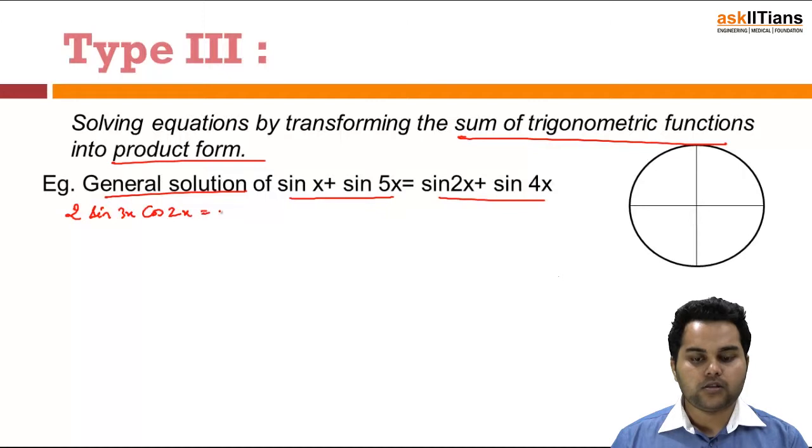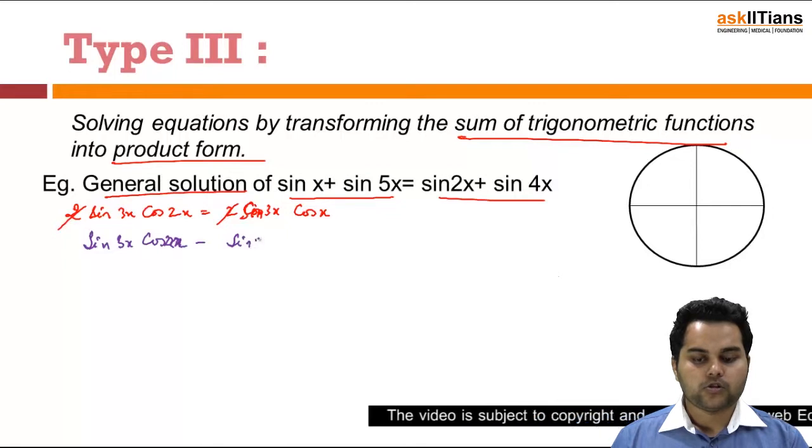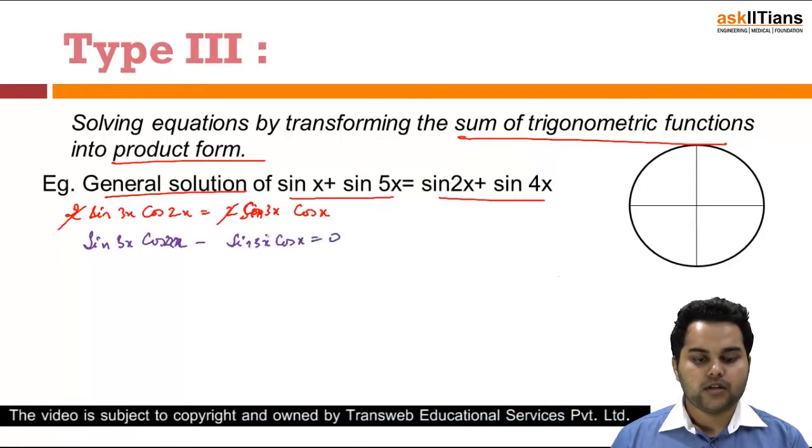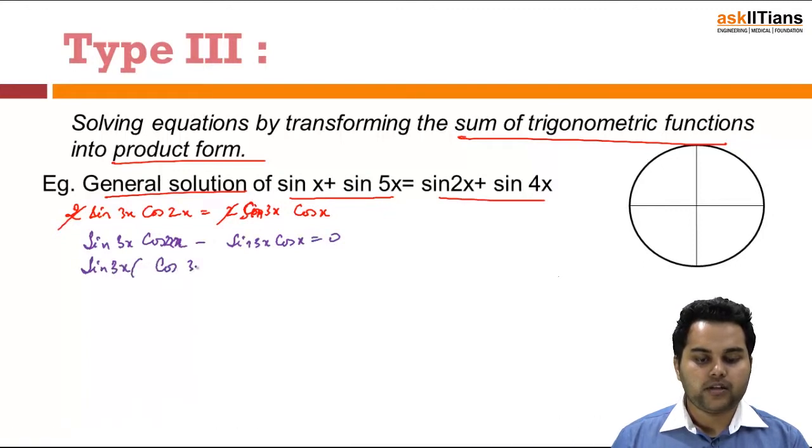On the right hand side I will have 2 sin 3x cos of x. The 2 would cancel out and I will get sin of 3x cos of 2x minus sin 3x into cos of x is equal to 0 by transposing. Now sin 3x will be taken common, which would leave behind cos of 2x minus cos of x is equal to 0. So one of the factors has to be equal to 0, so either sin 3x is 0 or cos 2x is equal to cos of x.